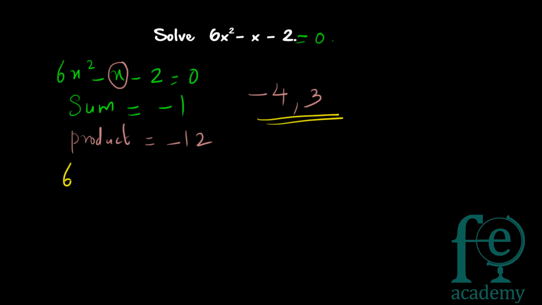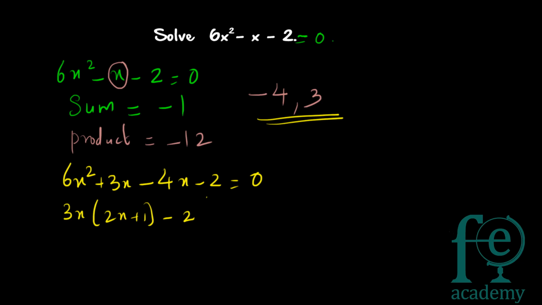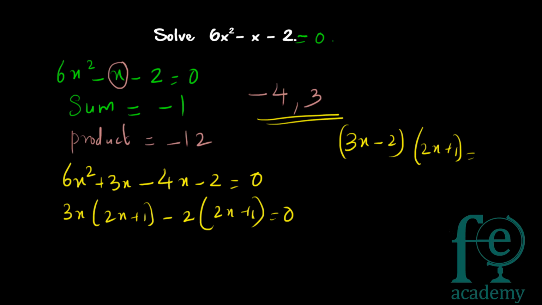So how you can write them? 6x square plus 3x minus 4x minus 2 is equal to 0. So you will be getting 3x into 2x plus 1 minus 2 into 2x plus 1 is equal to 0. So you will be getting 3x minus 2 into 2x plus 1 is equal to 0. So x is equal to 2 by 3 and x is equal to minus 1 by 2. So these are your values. x is equal to 2 by 3 and x is equal to minus 1 by 2.